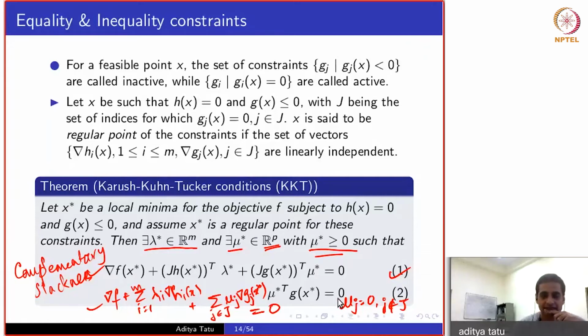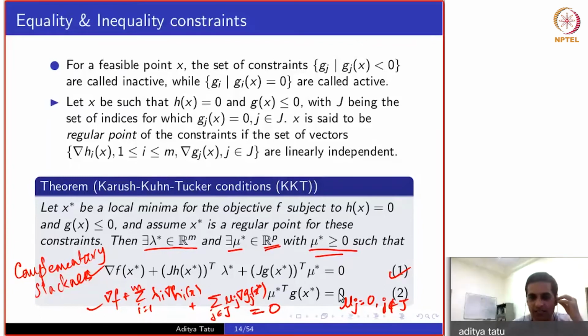Excuse me, sir. Yes, go ahead. If the set of constraints are inactive, then how can mu star be non-zero? No, that's what I'm saying. If my constraint is inactive, right, which means g is negative, in that case, the associated mu has to be 0. Oh, okay, sir. If my g is equal to 0, which means it is active, mu can be 0, but mu can also be positive. Okay, so I got it. So thank you.